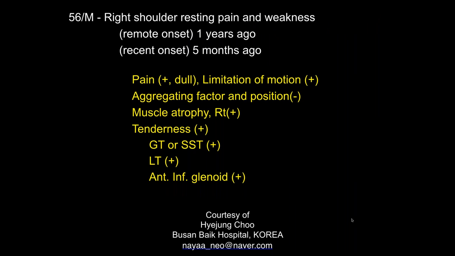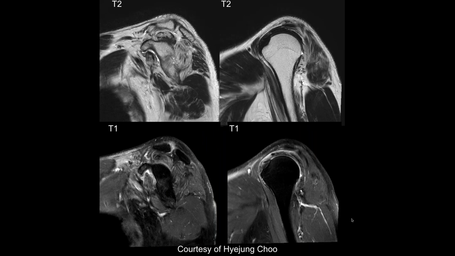Sam, what do you think of this one? Right shoulder resting pain and weakness, remote onset, tenderness, GT or SST? What is that? LT? What does that mean? I think that's just probably locations around the shoulder where there's tenderness. Greater tuberosity, supraspinatus tendon, lesser tuberosity, anterior inferior glenoid. Okay? All right.